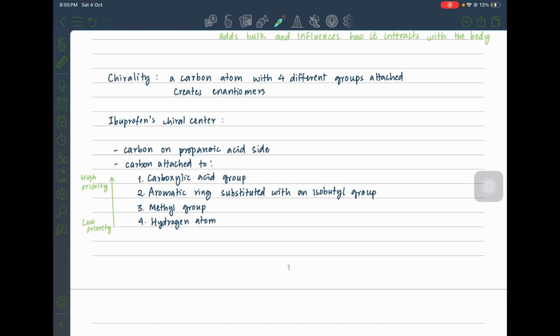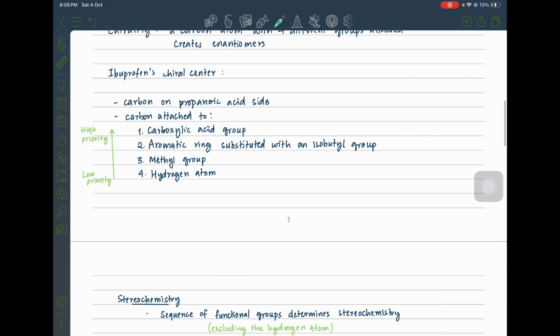So now, ibuprofen is chiral. That means it has a carbon atom with 4 different groups attached, which creates a mirror image, or enantiomers, you can say. The chiral center is the carbon on the propanoic acid side, and this carbon is attached to: first is the carboxylic acid, next is the aromatic benzene ring, which is substituted with an isobutyl group, third is a methyl group, and then the fourth one is a hydrogen atom.